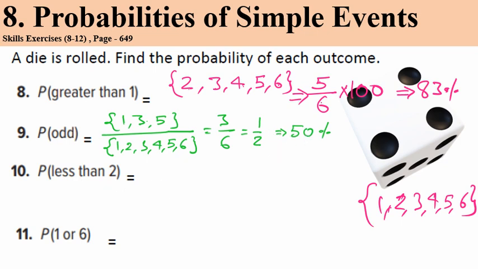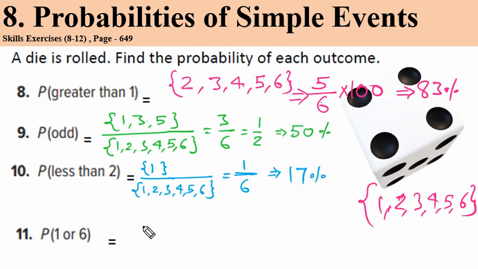Now less than 2. Less than 2 means only 1 is the favorable outcome. Only 1 can come, and total is 1, 2, 3, 4, 5, 6. So favorable outcome is 1, and total outcomes, the total sample space, is 6. So 1 over 6, you multiply with 100, and that will give you 16.66. So that is roughly 17 percent.